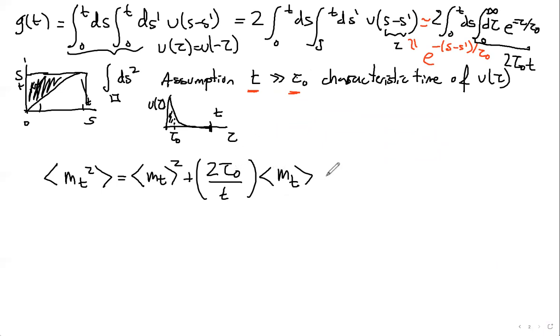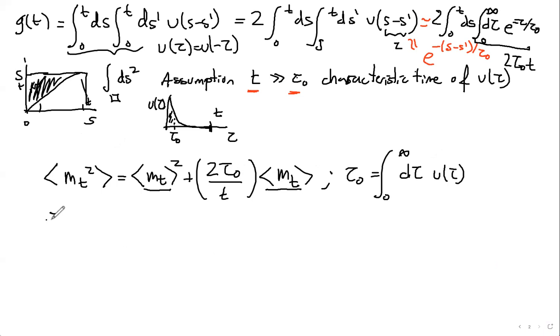And then what is tau 0? It's the only thing we need to compute. Tau 0, in reality, I'm saying is the integral from 0 to infinity of this, which is u. So it's the integral from 0 to infinity of d tau u tau. Okay? And in reality, all the problem of calculating mt squared becomes computing this tau 0. Because mt we know, this is a number, we just need to compute this.